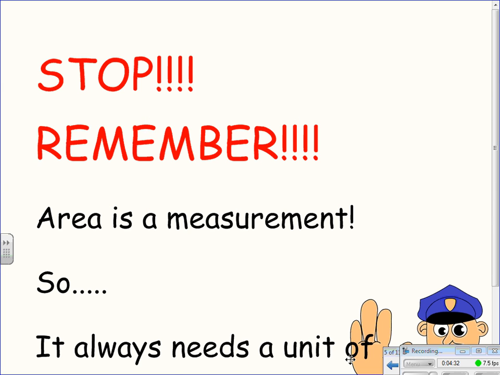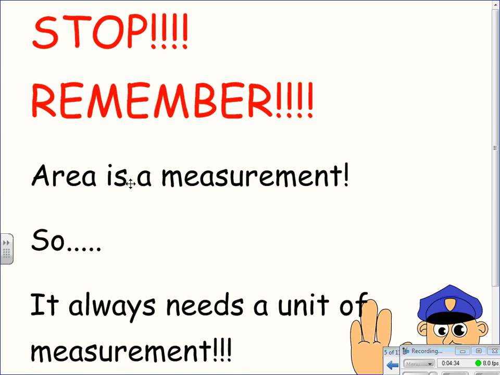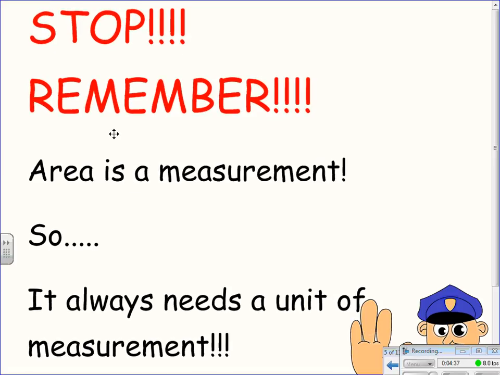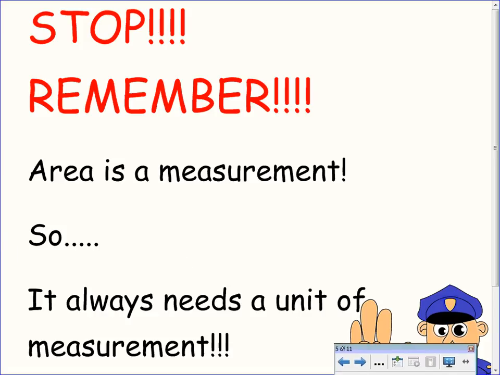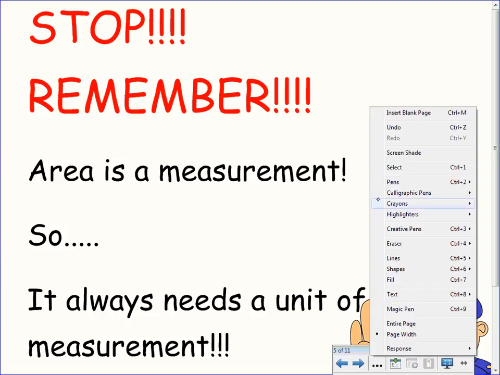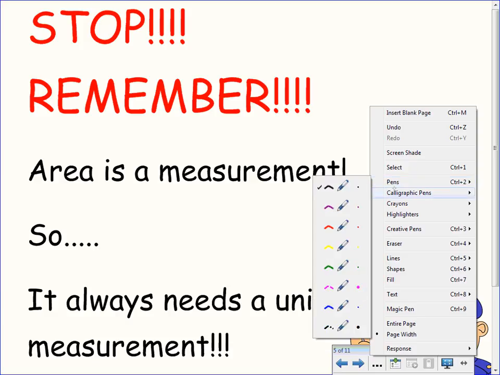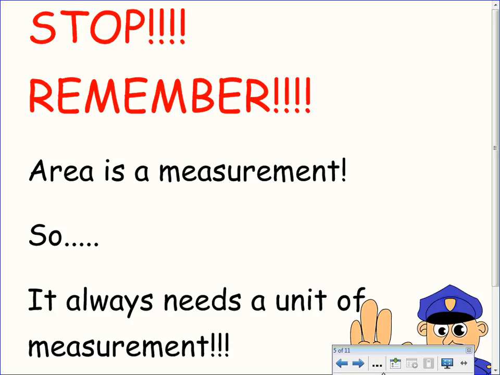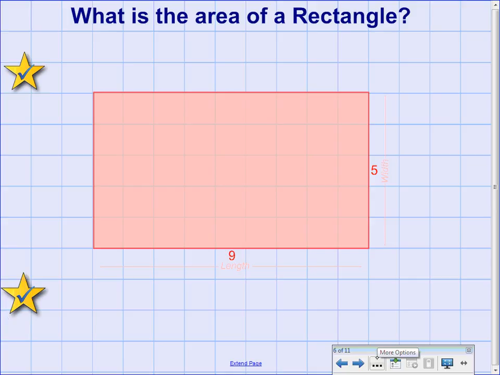Okay, so again, we're talking about measuring, so we need to stop and remember area is a measurement, so it always needs to include a unit of measure. And for area specifically, we have to make sure that unit of measure is a square unit, not just a unit. So we will measure area in square inches instead of inches, or square miles, square meters, not just miles and meters.